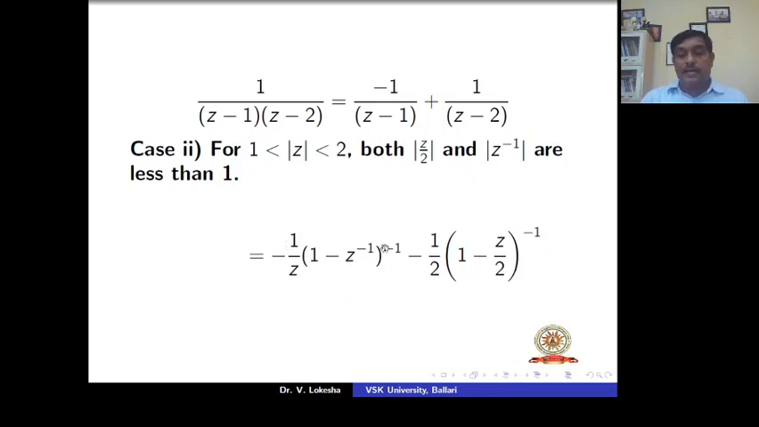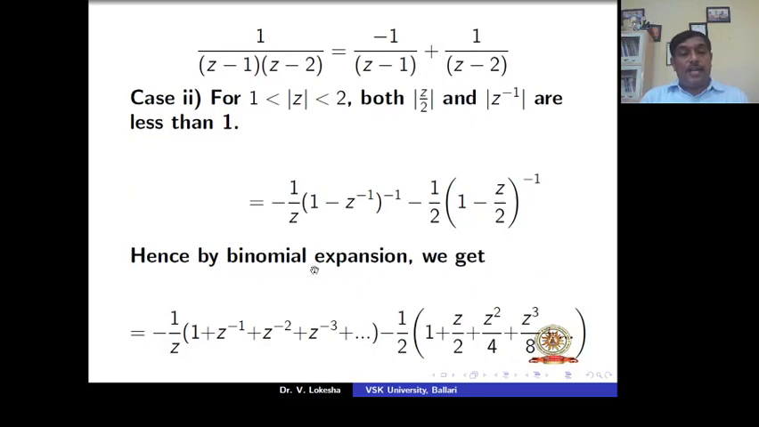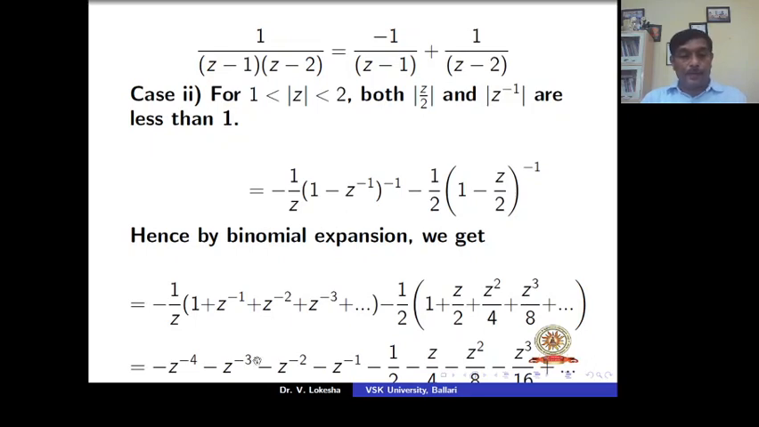We can apply the binomial series expansion, we get minus 1 by z into 1 plus z to the power of minus 1 plus (z to the power of minus 1) squared, cube, etc. Minus 1 by 2 into 1 plus z by 2 plus z square by 4 plus z cube by 8, etc. You can substitute, and you get a solution for the equation. Then you can simplify these two, you get this one.